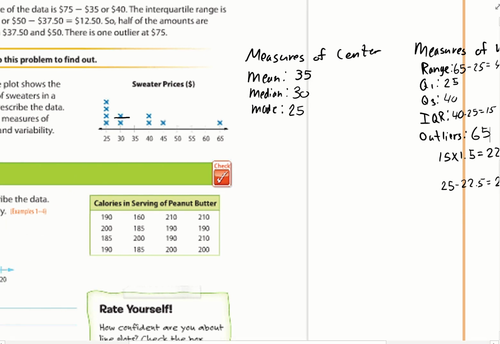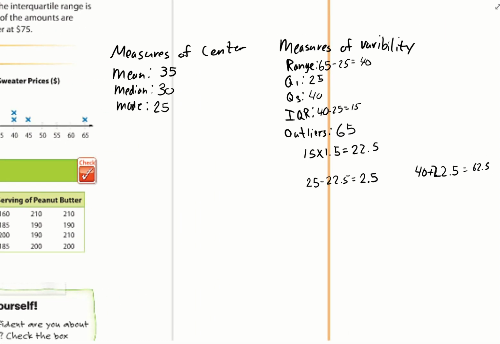And that's the end of the lesson. Now, if you don't know the measures of center and measures of variability, please review chapter 11, lessons 1, 2, and 3. But other than that, thank you for watching.